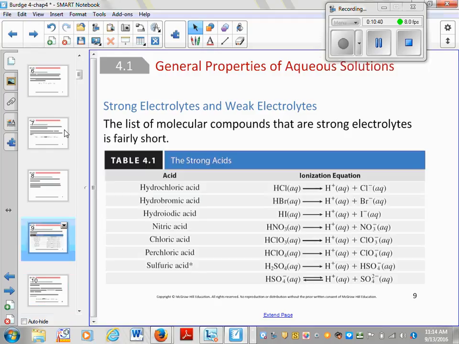So here's a list of strong molecular electrolytes. You see most of them are acids: hydrochloric, hydrobromic, hydroiodic, nitric acid, chloric acid, perchloric acid, and sulfuric acid. So they're strong electrolytes. Sulfuric acid, I mentioned where that's found? Car batteries. Wouldn't it make sense you would want something that can conduct electricity inside a car battery or inside any battery? So you need an electrolyte.